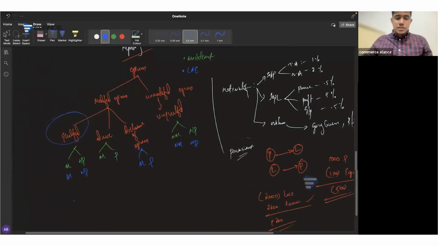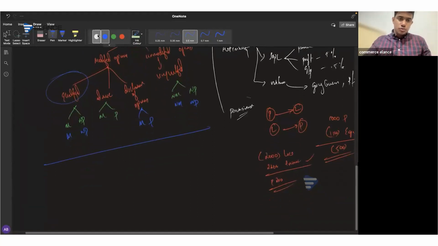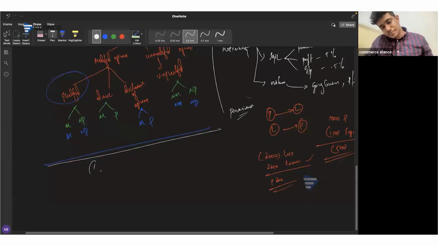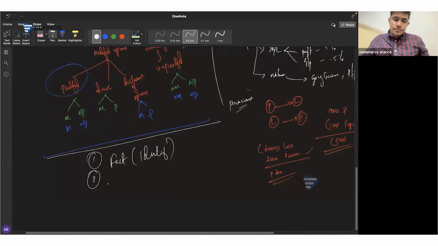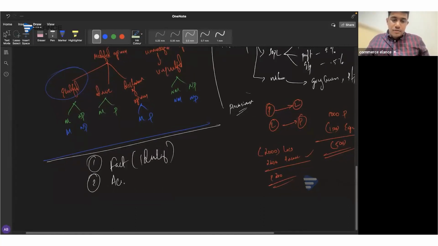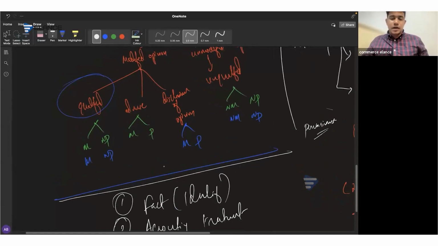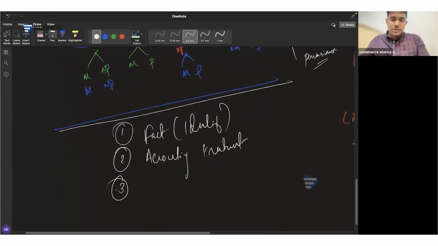So when we get a question like this, what you need to do is that, first of all, you need to mention the fact, which means you need to identify the issue from the scenario. Then you need to give the related accounting treatment that is actually required for the scenario. After giving the accounting treatment, then just after that, you need to mention what will go wrong.